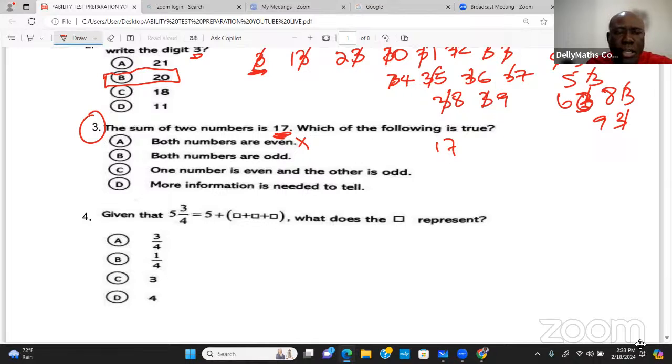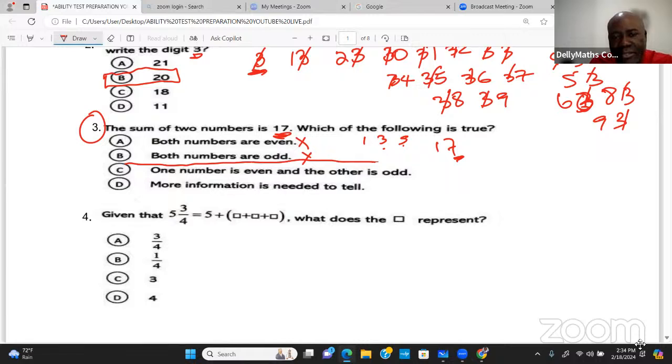What about looking at both numbers are odd? For example, there's a 1 and a 3. There is a 1 and a 5, 3 and a 5. We're not going to get a 7. So we have to go through the responses and make sure that we double check.